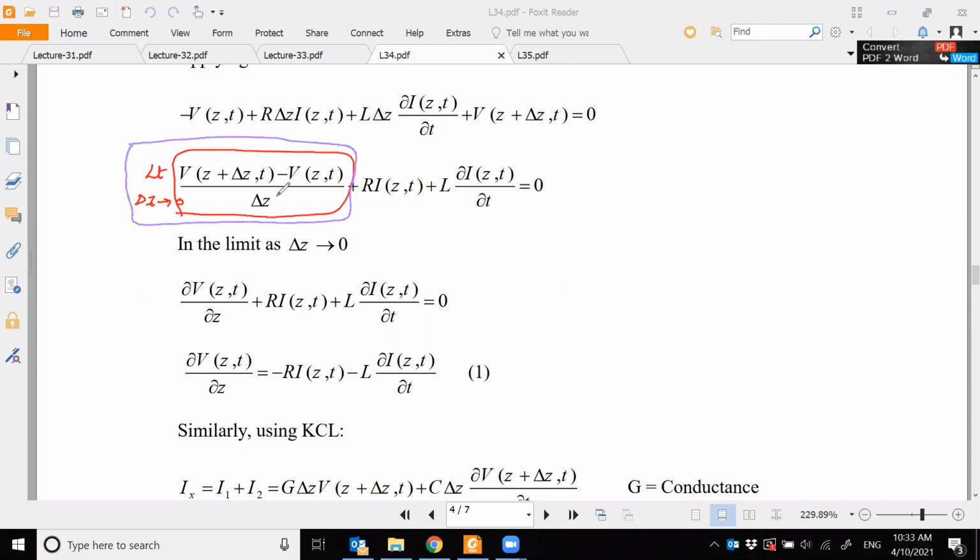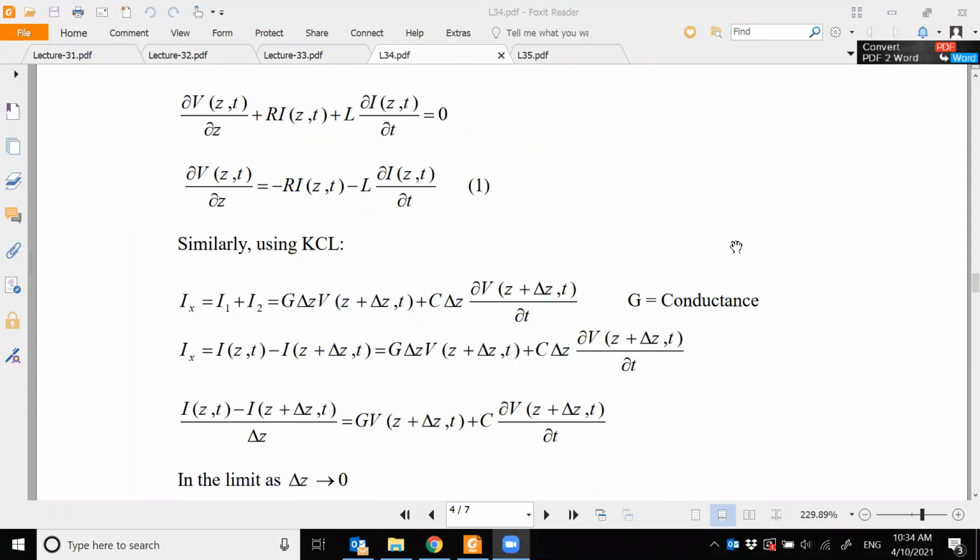Derivative. This is the derivation of the derivative. So then I can replace this with a derivative, which is ∂V(z,t)/∂z, plus this as it is, plus this as it is, equal to 0. Or if I take this on the right hand side, then the left hand side is equal to minus of this one. Okay, so this is when applying Kirchhoff's voltage law.